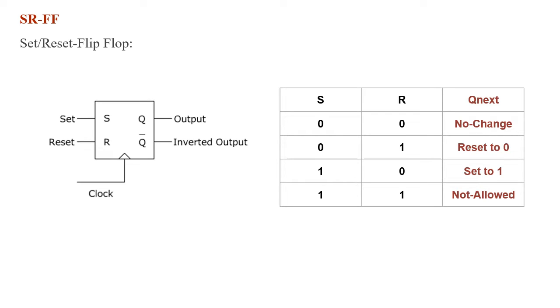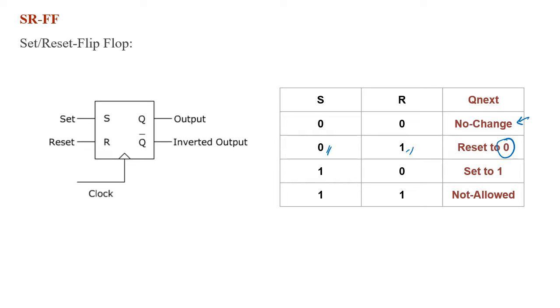An SR flip-flop or a set-reset flip-flop is different. It takes two inputs, S, short for set, and R, which is short for reset. That means if both S and R are 0, it means we're not setting, we're not resetting. That means Q next is going to stay the same without any changes. If the value of S is 0, means we're not setting, and the value of R is 1, means we are actually resetting, then Q next is going to change to 0. So it means reset to 0.